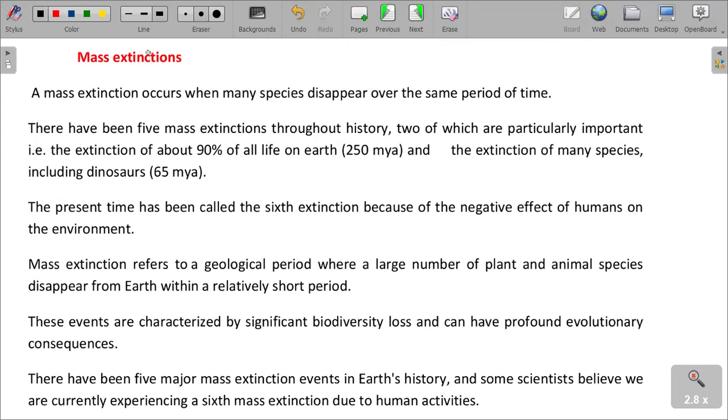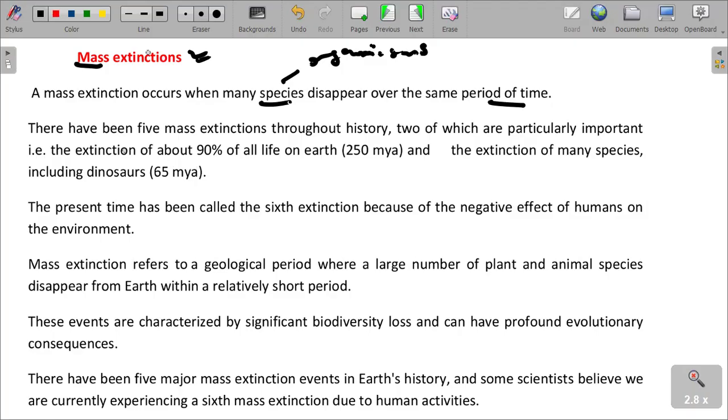So what is mass extinction? Define mass extinction, class. Mass means many. Mass extinction occurs when many species disappear over the same period of time. Many species, many organisms, disappear over the same period of time.